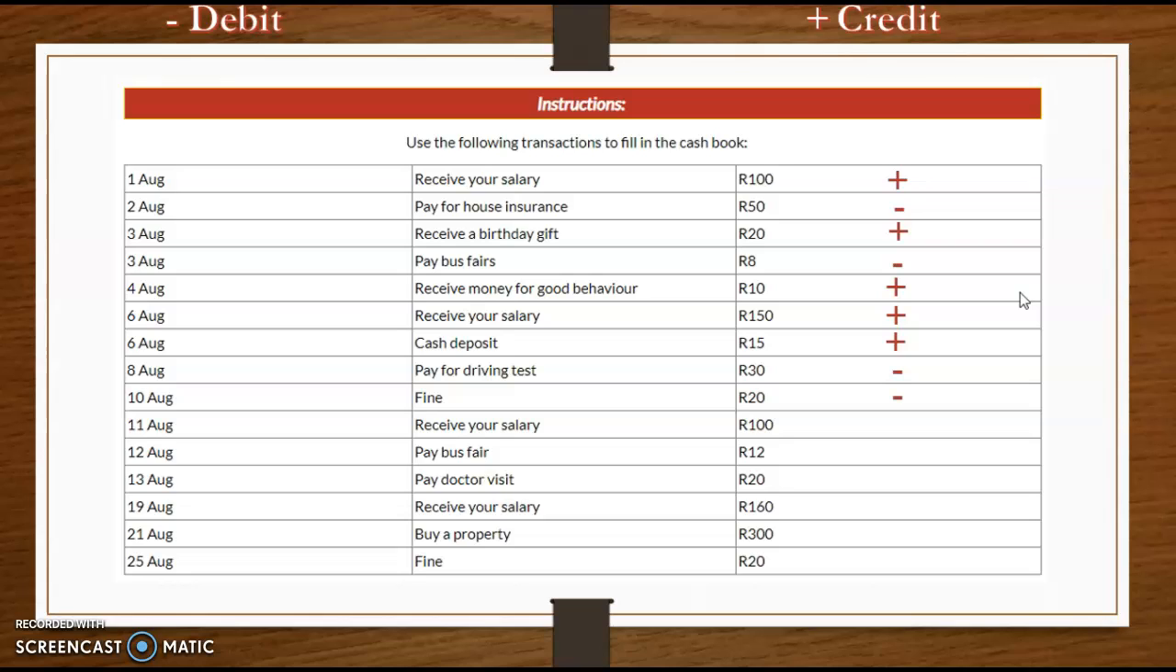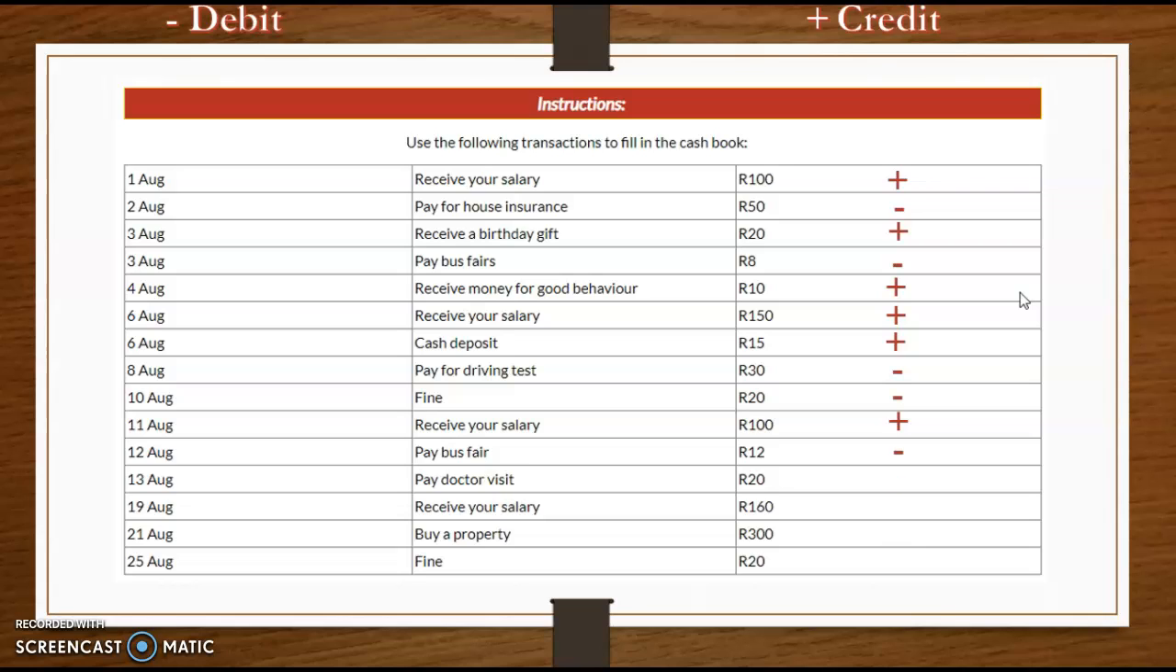On the 11th of August, you receive your salary again. Receive means it's a credit, so it's going to be a plus. On the 12th of August, you paid for your bus fare, which was 12 Rand, and the word pay indicates it will be a debit.